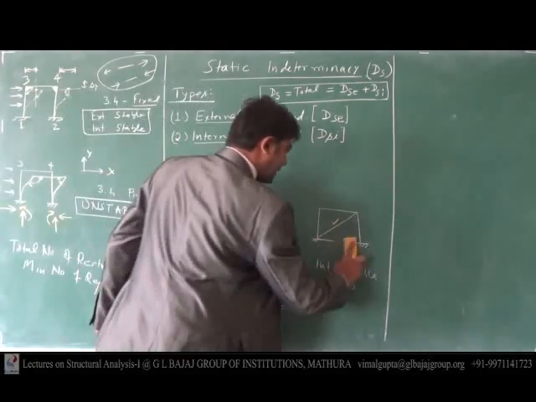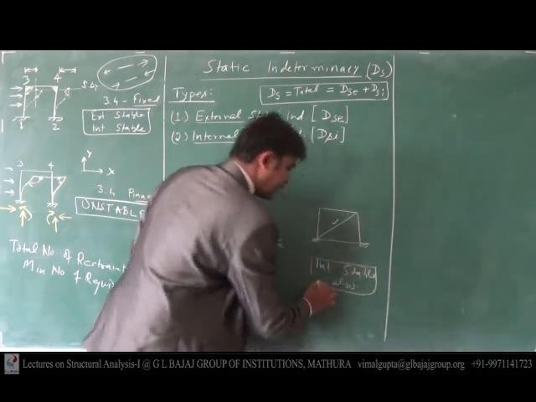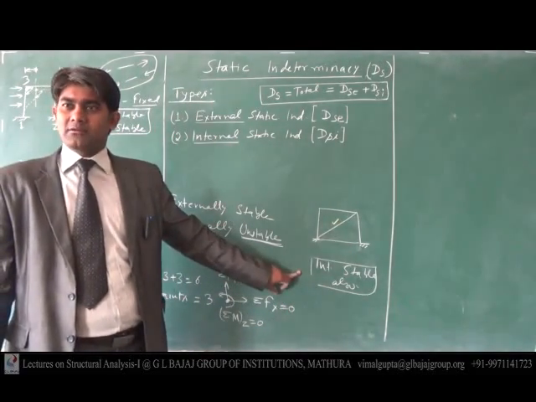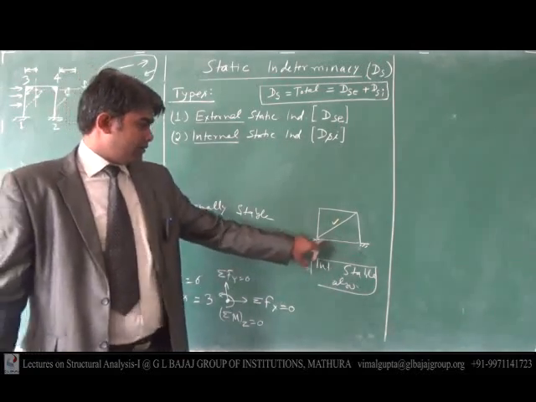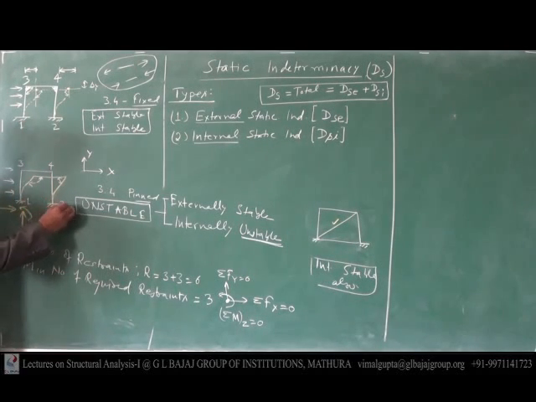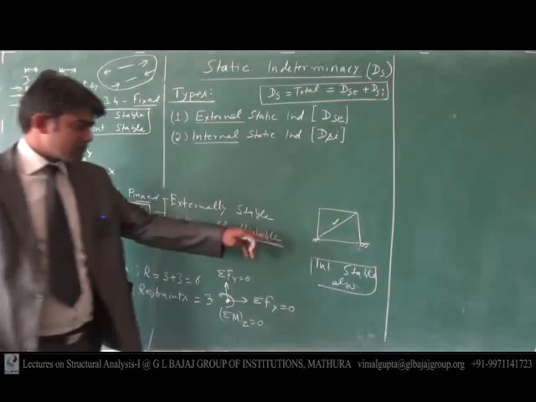If we remove this, it will just wait. It will be internally stable. Look here also, one more thing I want to explain. If supports are acting at joint number 1 and 2, understand carefully what I want to explain. At nodes 1 and 2, they have fixed type of supports.